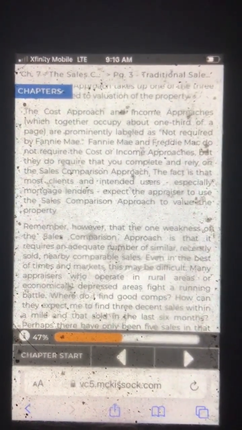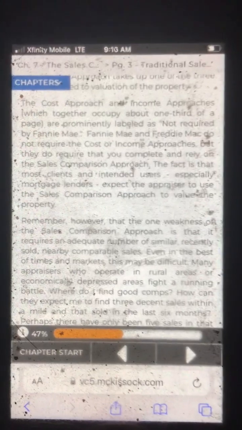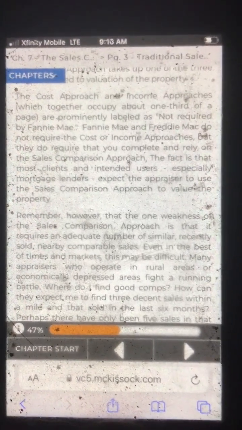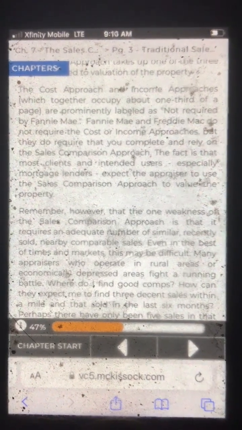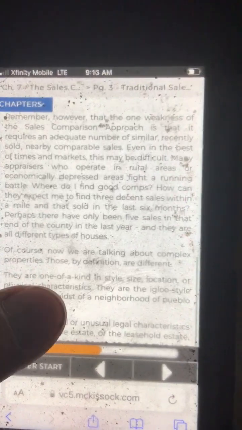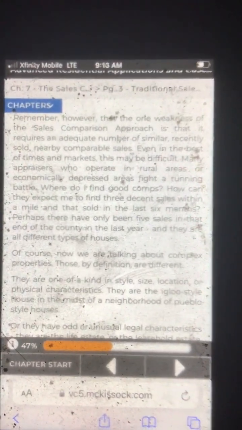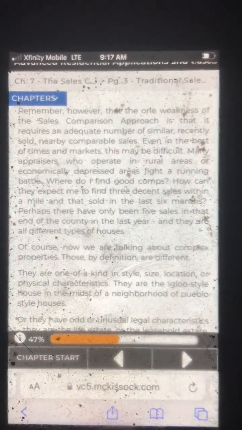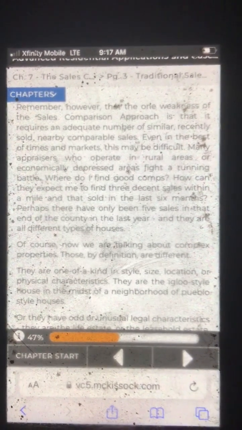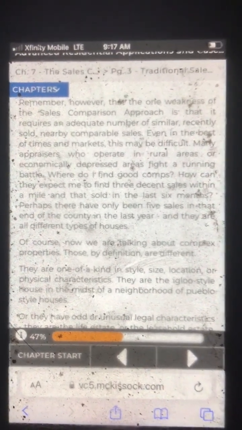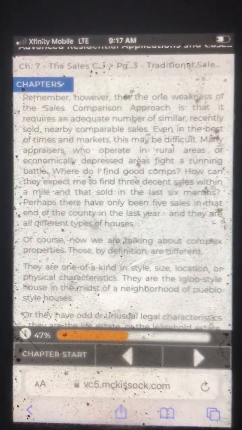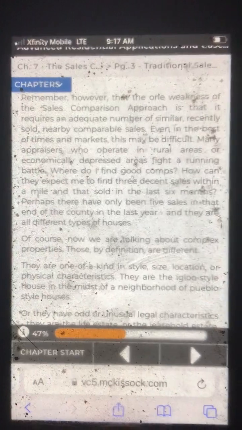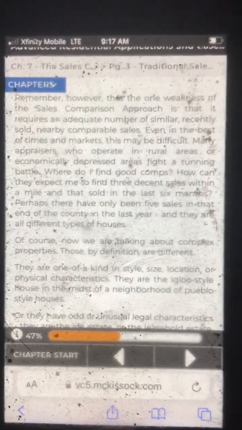The fact is that most clients and intended users, especially mortgage lenders, expect the appraiser to use the sales comparison approach to value the property. Remember, however, that the one weakness of the sales comparison approach is that it requires an adequate number of similar, recently sold, nearby comparable sales. Even in the best of times and markets, this may be difficult.